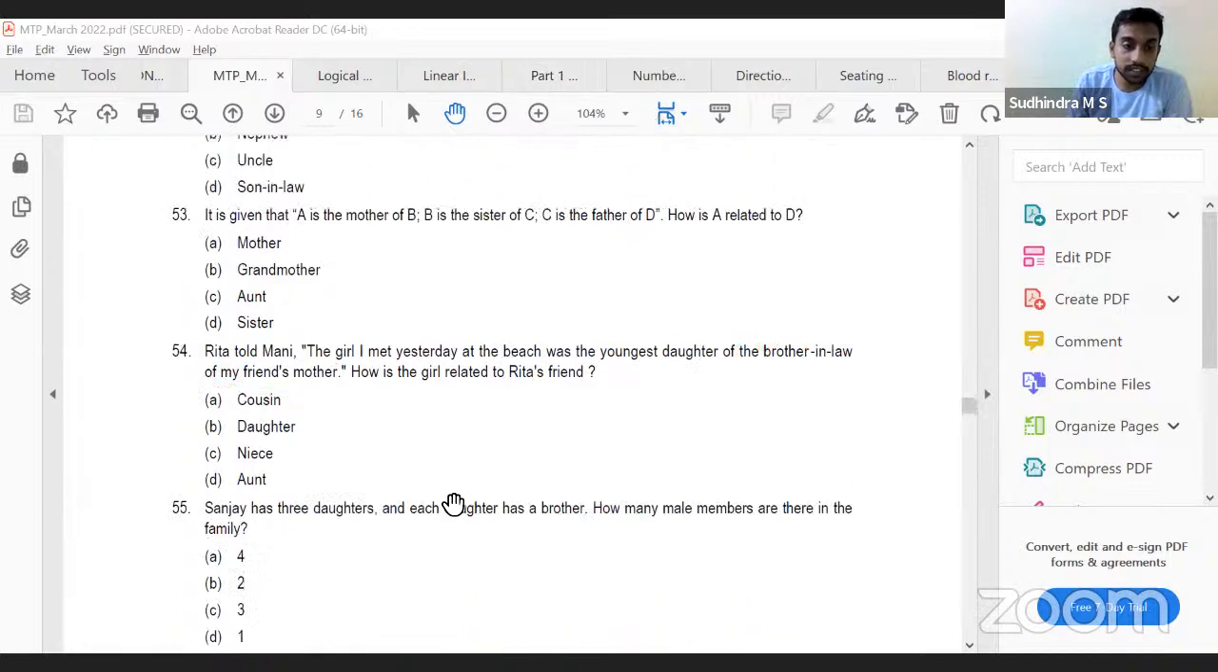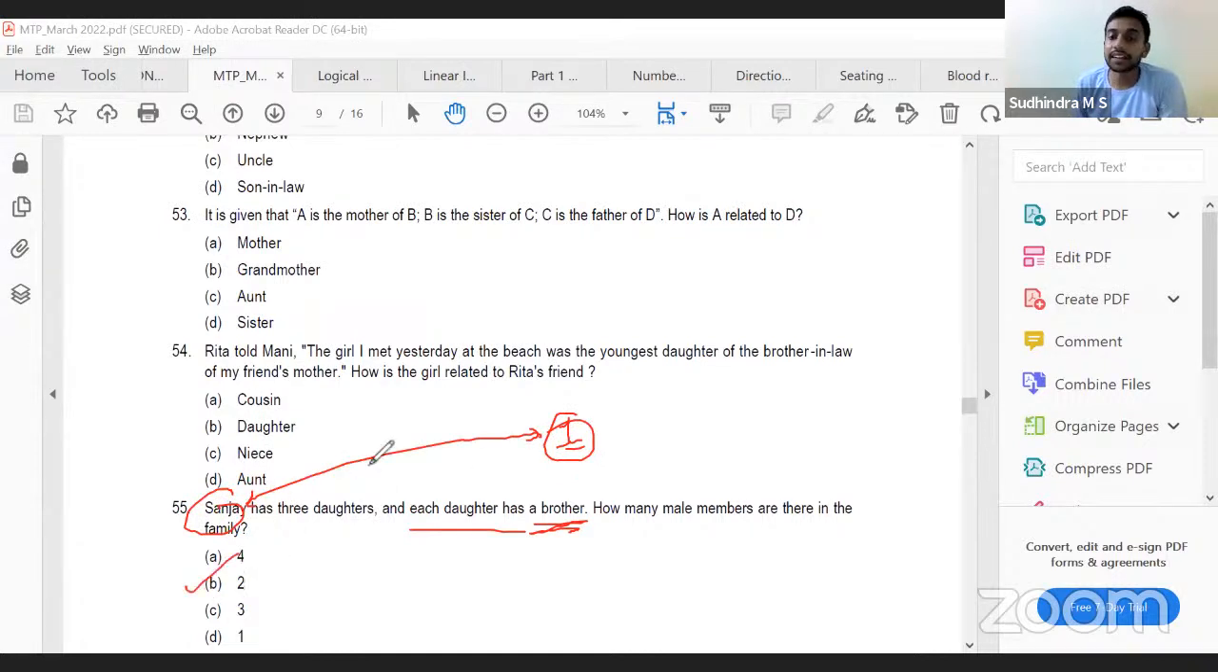Next one, last one. Sanjay has 3 daughters and each daughter has a brother. How many male members are there in the family? 4 or 2? 2. See, each daughter has a brother, means there is only one brother, right? There is only one brother. So that brother and Sanjay, father. So only 2 male members in the family. Answer is 2. Clear? Right? Yes. We'll solve some more questions.